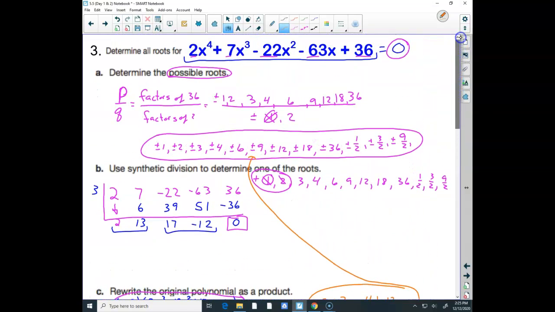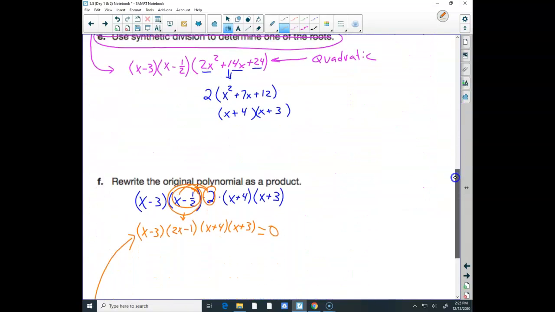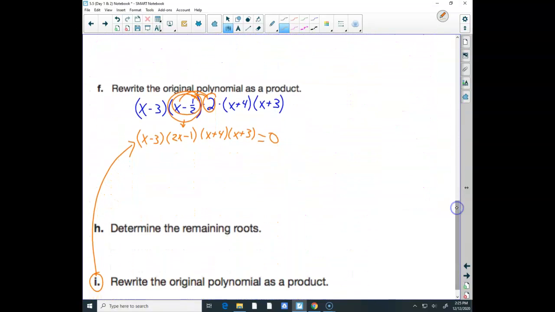Determine all the roots. So yeah, they want to know what x equals to be an x-intercept. So all my roots, check it out. X is going to equal 3. This one, 2x minus 1 equals 0, so 2x still equals 1. X is still that 1/2 it was before.